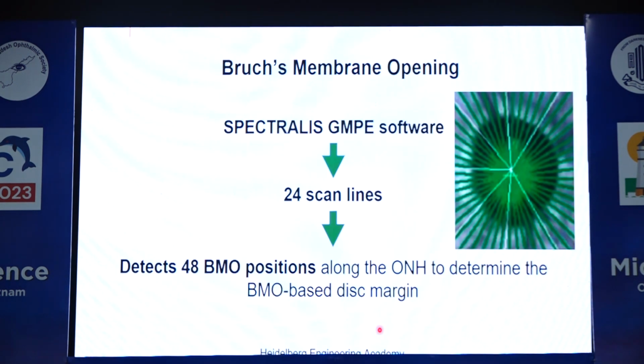Spectralis Glaucoma Module Premium Edition, or GMP, has 24 scan lines. You can see 24 scan lines. So it gives you 48 Bruch's membrane opening positions.